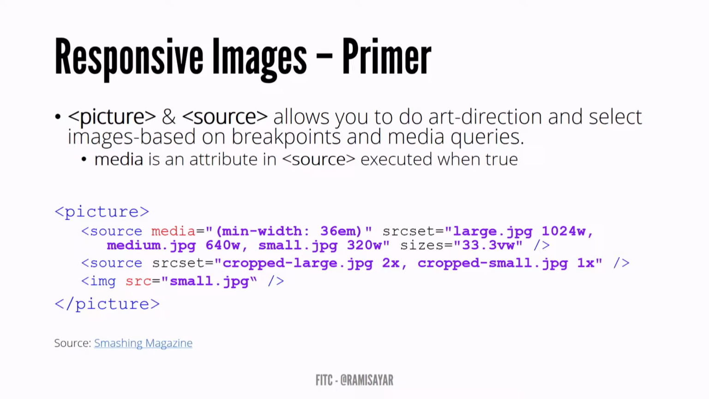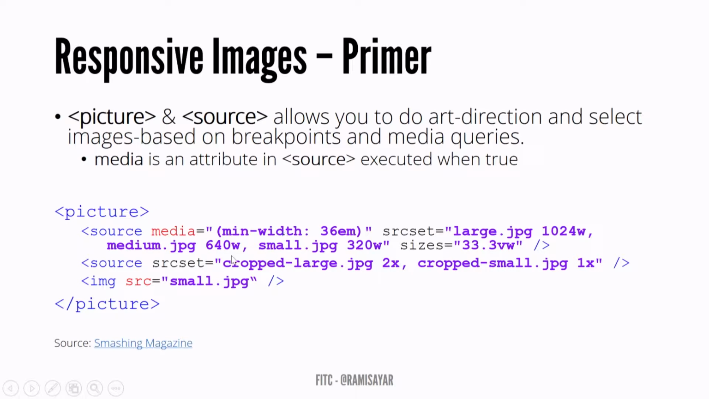Okay, and then the srcset is saying that, hey, I'm going to use large.jpg when the image is bigger than 1024 by width, medium.jpg when it's 640, small.jpg when it's 320, and these are the sizes that you should expect for this image. So if the conditions are true here, that's what's going to display the images. But if it's not, it'll fall back to the second source.